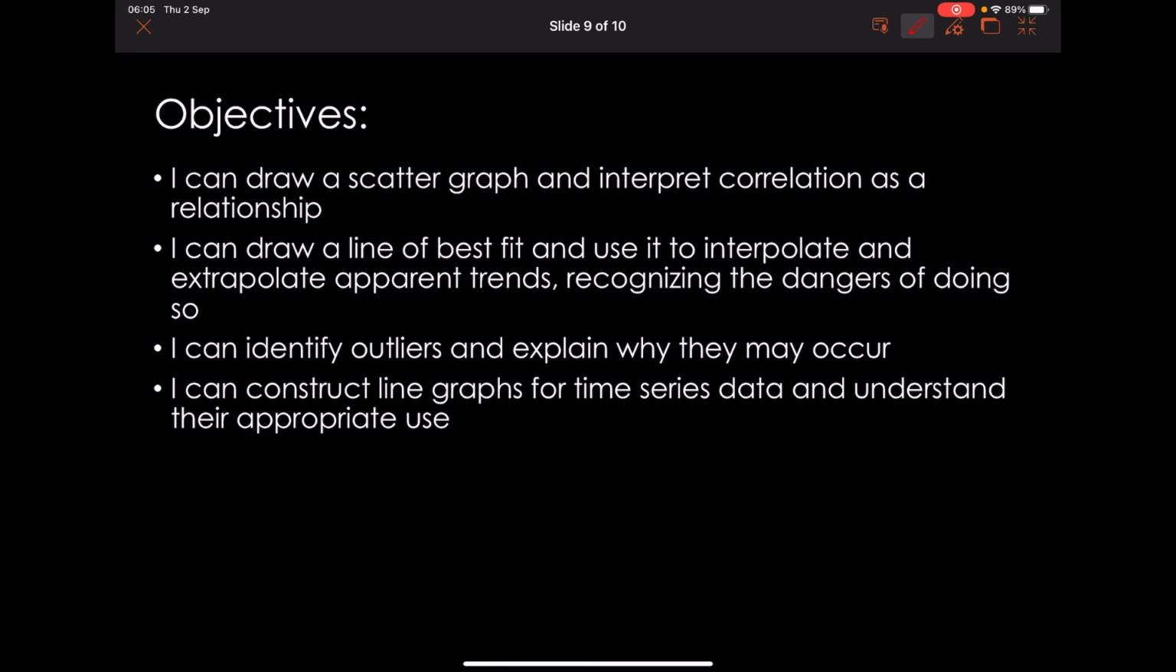And I hope you feel better now being able to draw scatter graphs and interpret correlation, as well as drawing the line of best fit and using it to interpolate and extrapolate apparent trends, recognizing with an S the dangers of doing so. I hope you can also identify outliers and explain why they may occur, as well as constructing line graphs for time series data and understand their appropriate use. So I hope you feel really confident about all of those things.